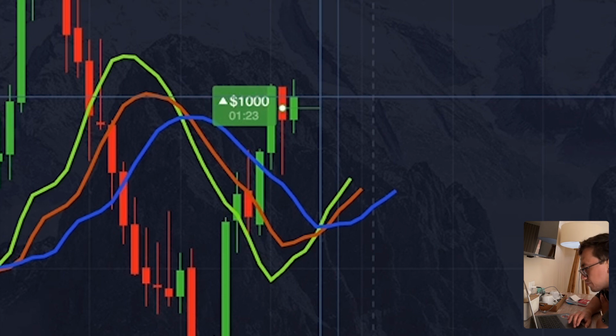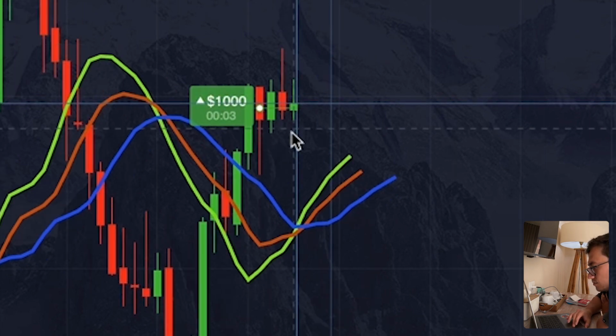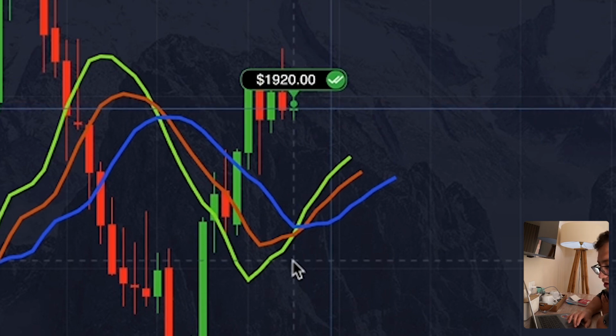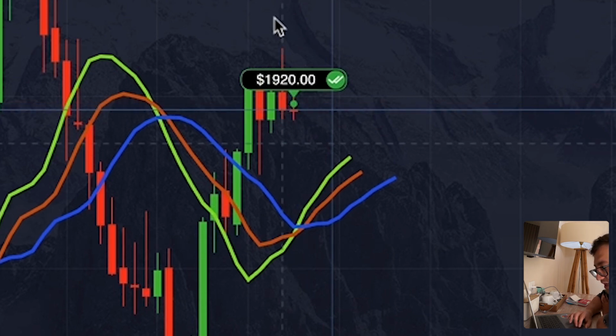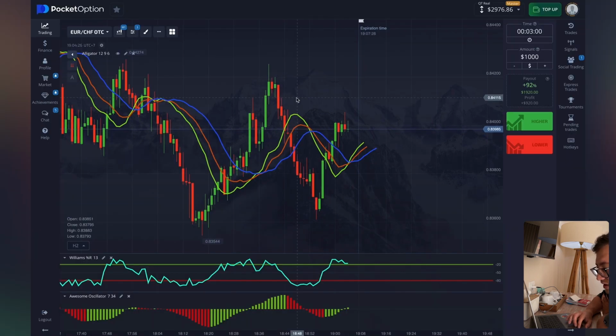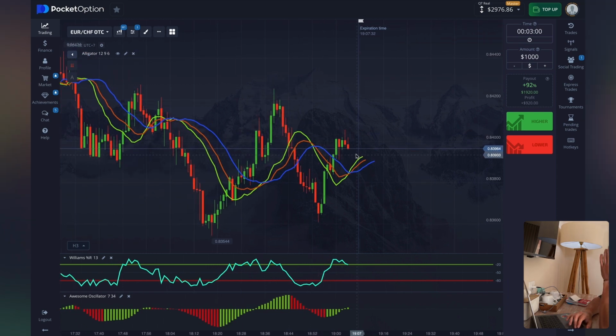So okay, of course we are taking our profit. Excellent. This chart suits us very well, very well, guys. And this is finished, I think.